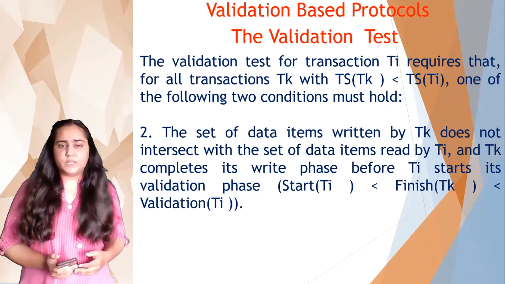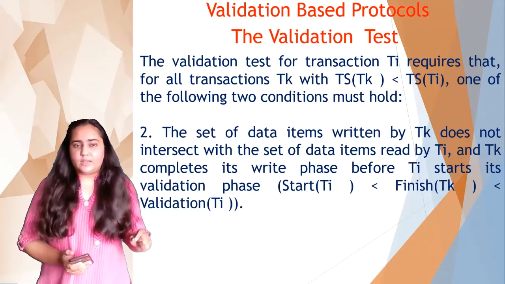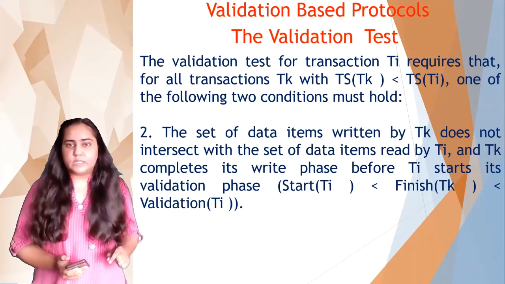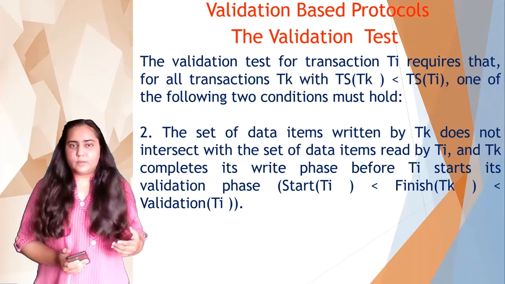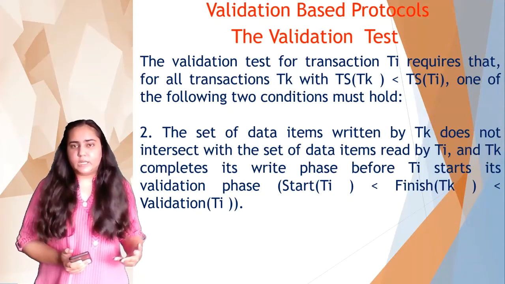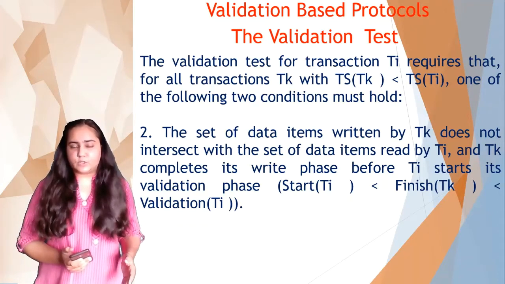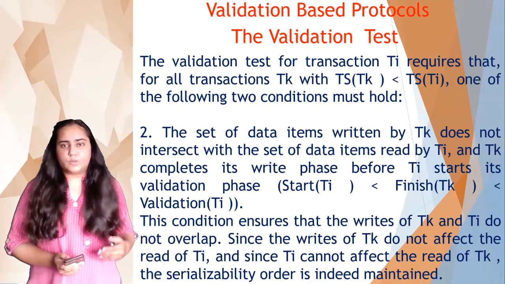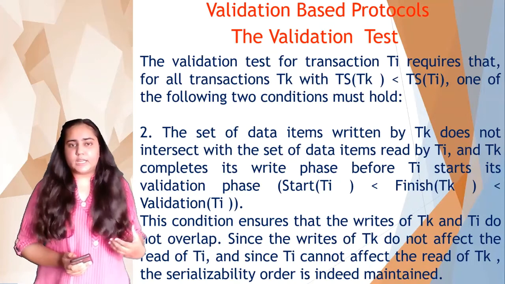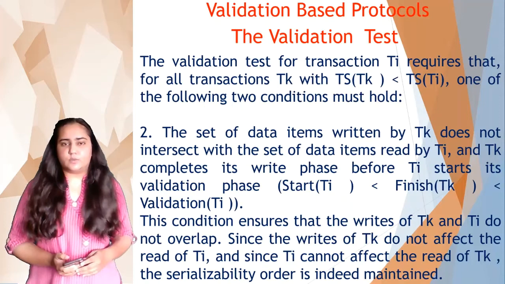So this is the next point, where start of Ti must be less than finish of Tk, and it must be less than validation of Ti. So Ti can start before Tk is finishing its write phase, but the validation phase of Ti must start only after all the Tk transactions have finished writing whatever they need to write. So this would ensure that the writes of Tk and Ti do not overlap. If it overlaps, all sorts of inconsistencies will be caused.